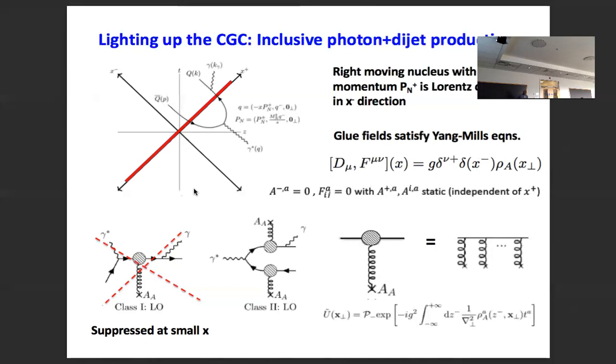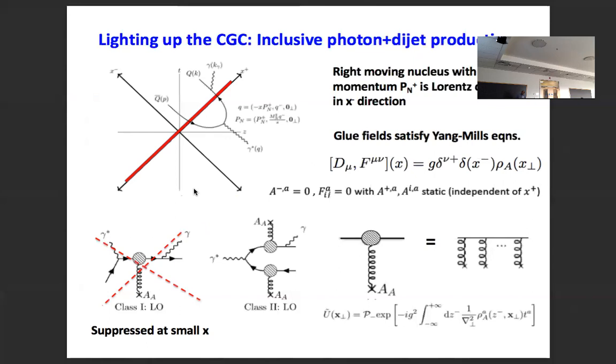So now if we were trying to do an explicit calculation, the leading order term would be that of a quark scattering a virtual photon and then scattering off the gluon fields. But this term at small x is suppressed because, as I mentioned, the valence partons are hugely suppressed. So there's an x suppression. So the leading term really is where you have this quark antiquark pair produced.